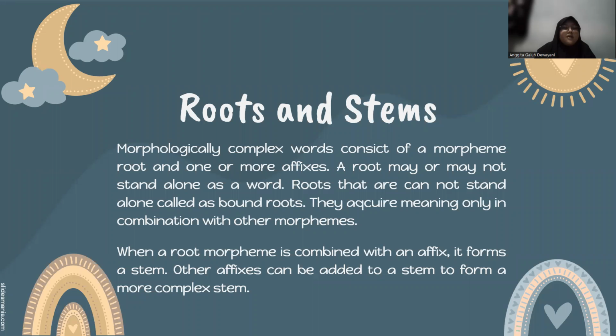Roots and stems. Morphologically complex words consist of a morpheme root and one or more affixes. A root may or may not stand alone as a word. Roots that cannot stand alone are called bound roots. For example, words of Latin origin such as receive, conceive, perceive, and deceive share a common root, ceive, and the words remit, permit, commit, submit, transmit, and admit share the root mit.